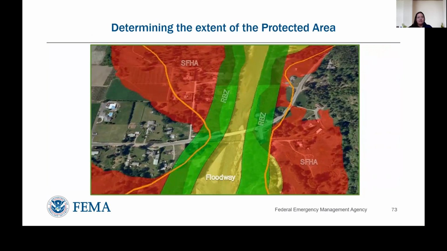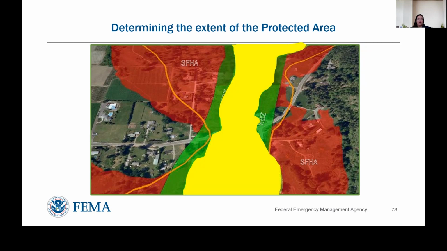So, determining the extent of the protected area. All of these layers, these areas overlap, and it's real messy and complicated. So in this next little section, we're going to talk about how to break these down and figure out whether or not a proposed project is inside the protected area.